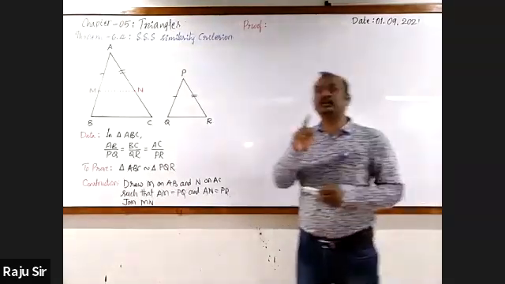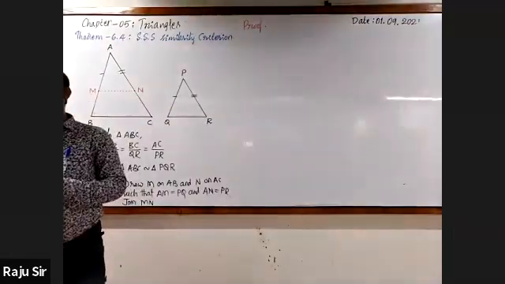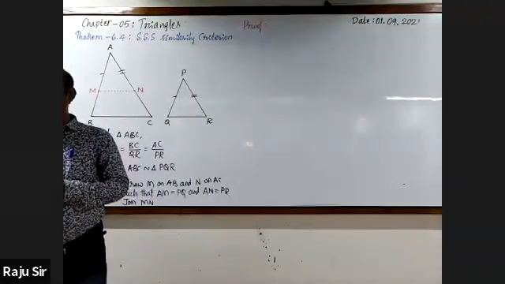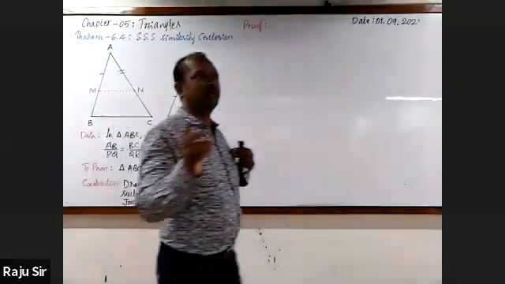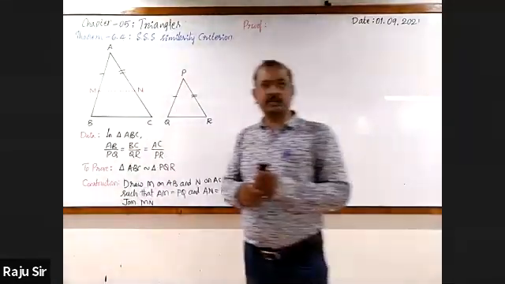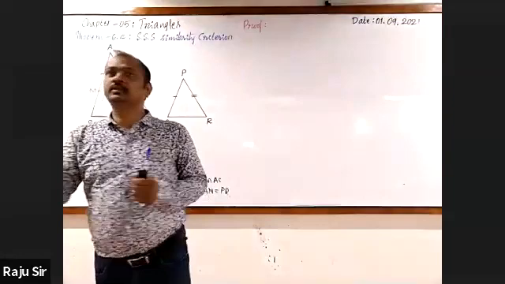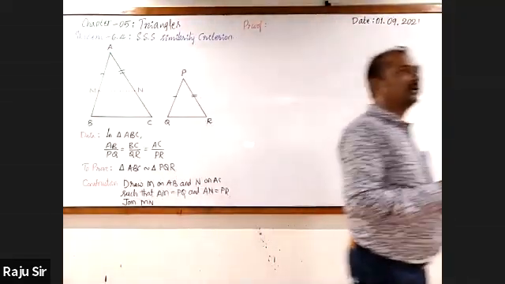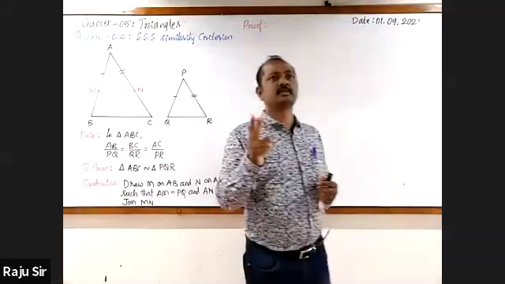You all know that in yesterday's class, we were focusing on proving different similarity criteria. We have three similarity criteria. One is the AAA similarity criterion. According to this, in any two triangles, if the corresponding angles are equal, then the corresponding sides will be in the same ratio. Hence, we got two triangles as similar.